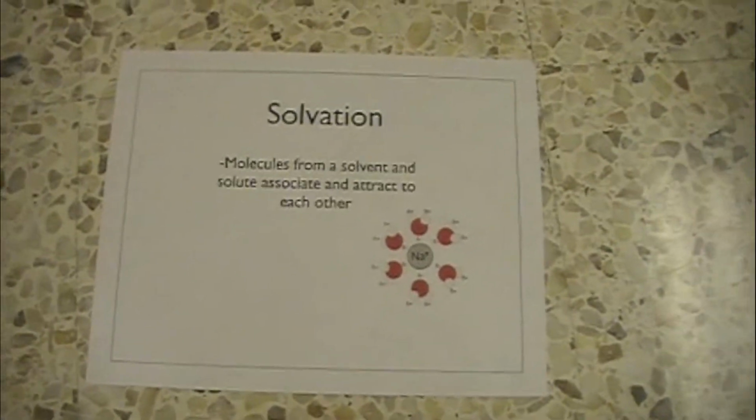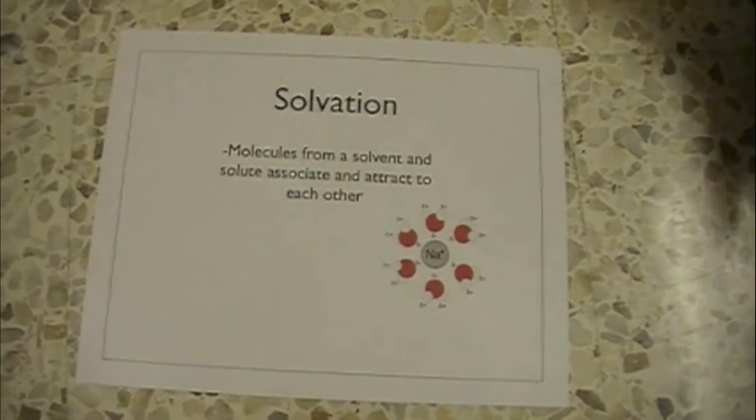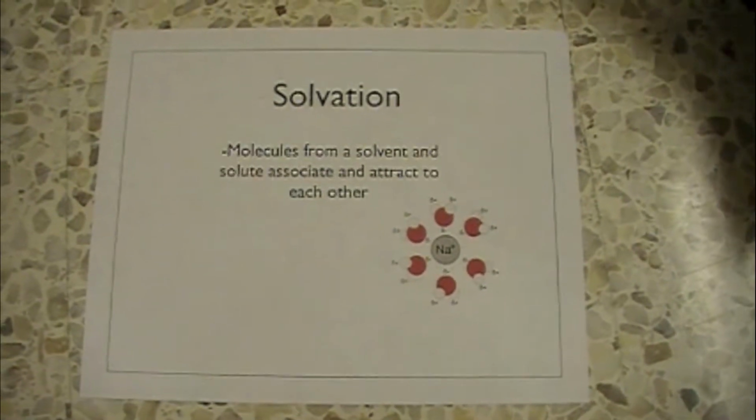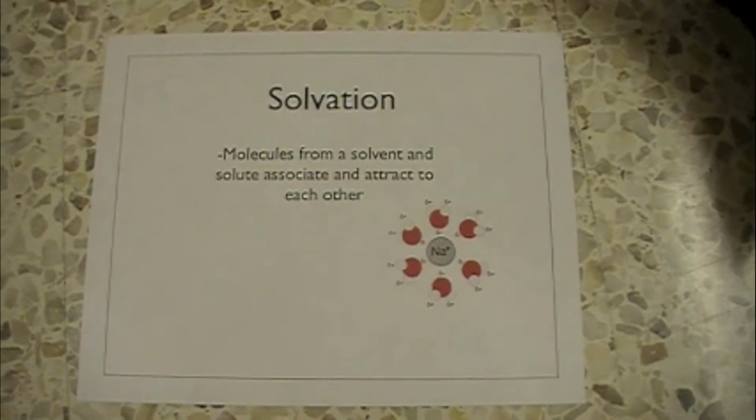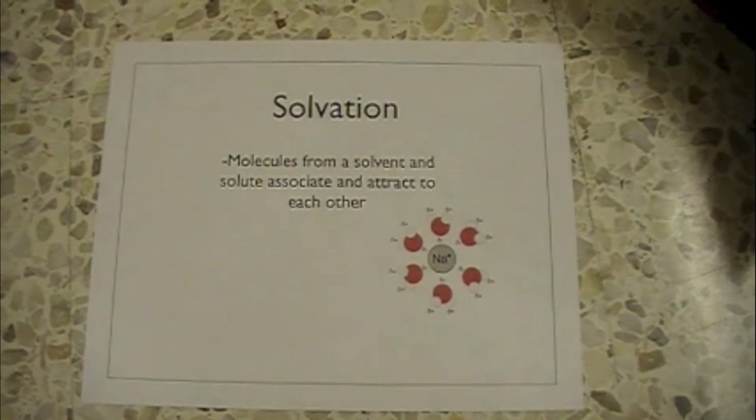Our next topic is solvation. Solvation is something that goes along with electrolytes and non-electrolytes. Molecules from a solvent and a solute associate and attract to each other. This is what forms the electrolytes we often see in substances.